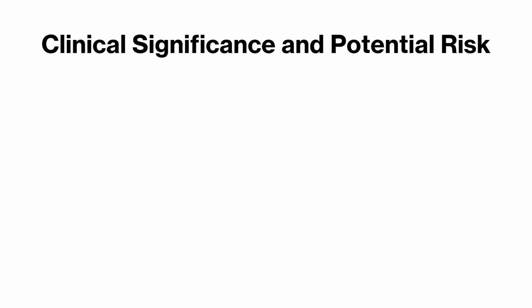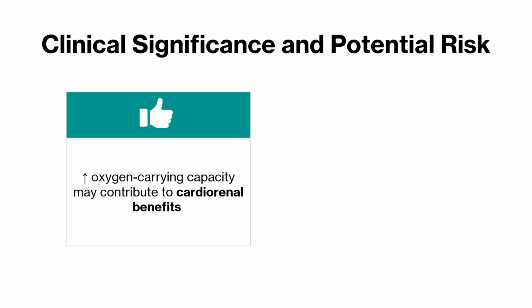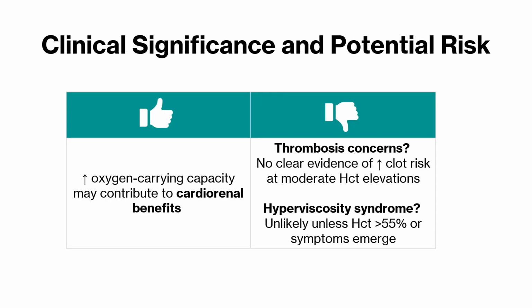So when you're thinking about the clinical significance and potential risk, this is beneficial because you actually increase your oxygen carrying capacity, and that can contribute to the many cardiorenal benefits that we're seeing in SGLT2 inhibitors. The risk, of course, ends up being related to hyperviscosity, and if your hematocrit is really elevated, there's maybe concern for thrombosis, but we don't really have clear evidence of that in the literature just yet.